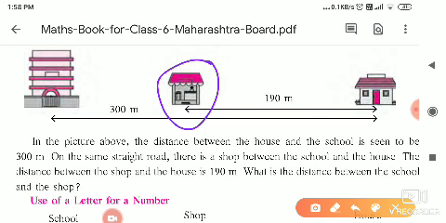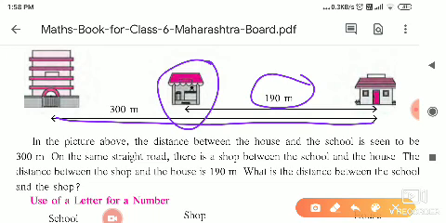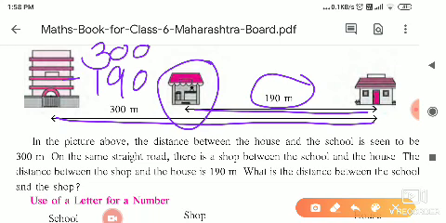The distance between the shop and the house is 190 meters. Then what is the distance between the school and the shop? You can easily find this distance because you know the distance between the school and the house, and the shop and the house. So if you subtract the distance between the house and the shop from the distance between the school and the house, that means 300 minus 190, it is 110. So the distance between the school and the shop is 110 meters.